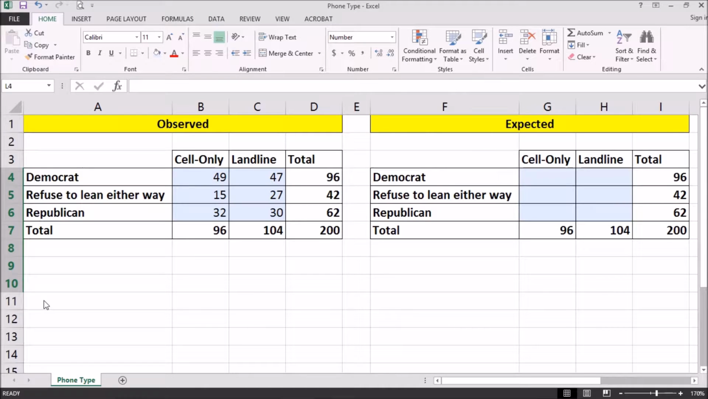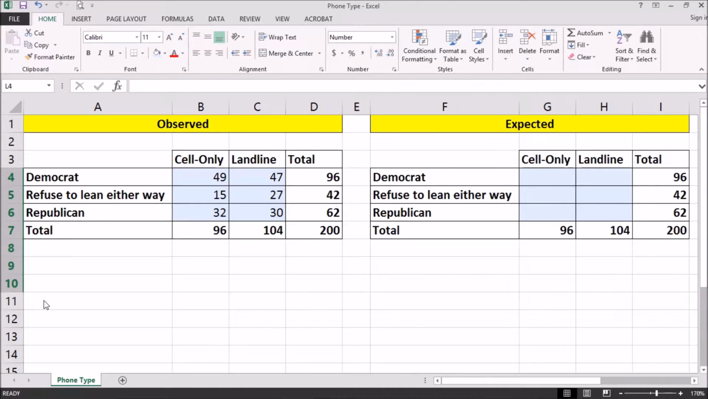In this example from Chapter 9 of the Introduction to Practice of Statistics, 8th edition by Moore, McCabe, and Craig, we're going to look at comparing several populations using a chi-square test and using the functions in Excel to perform this analysis.